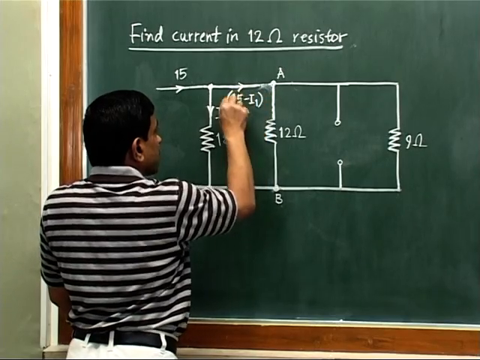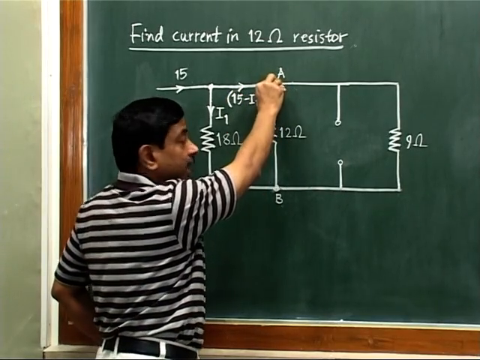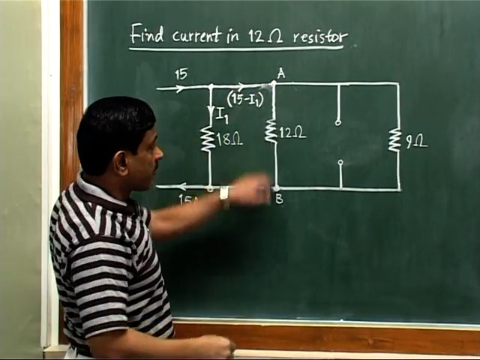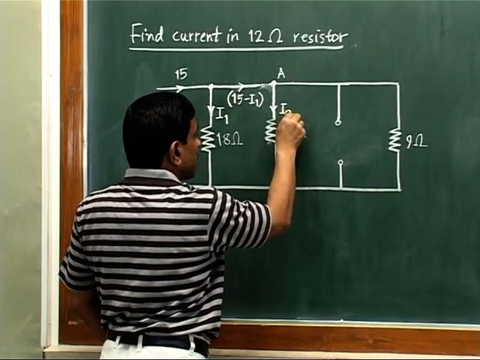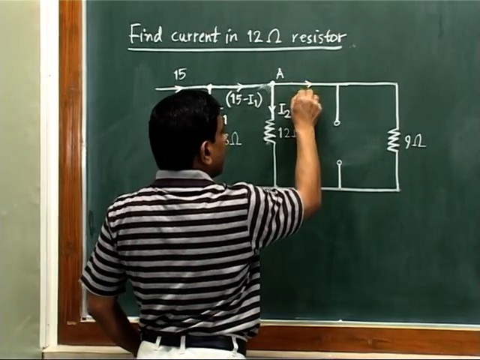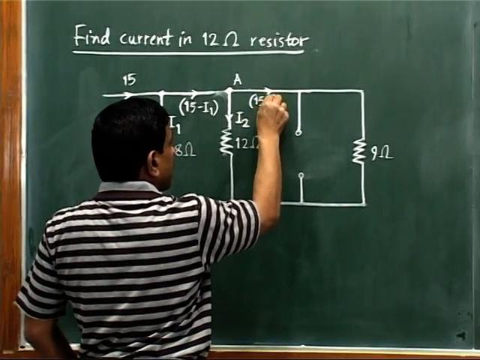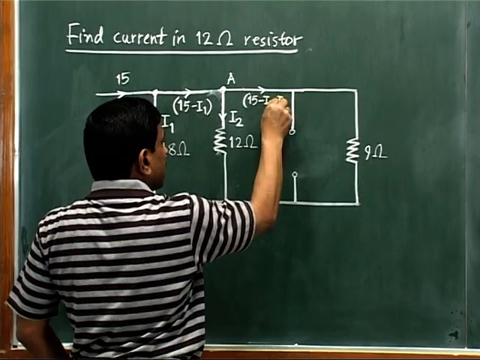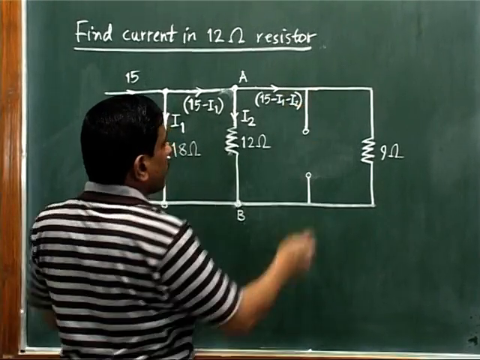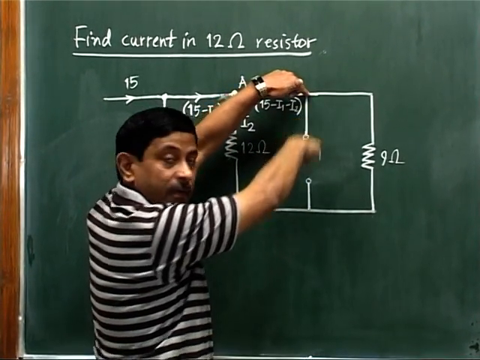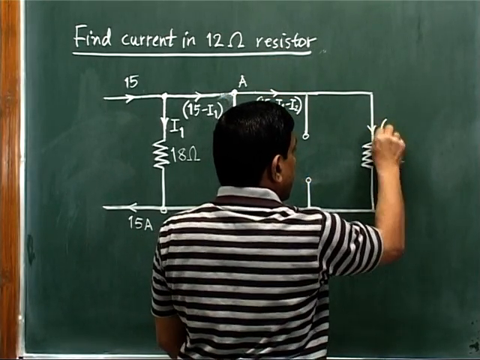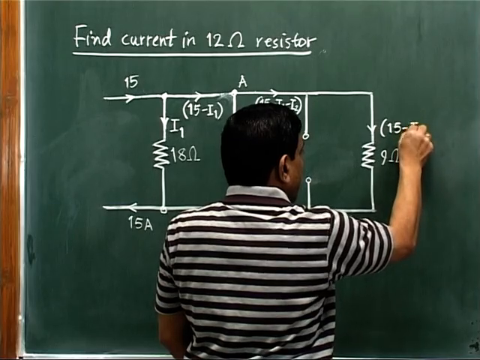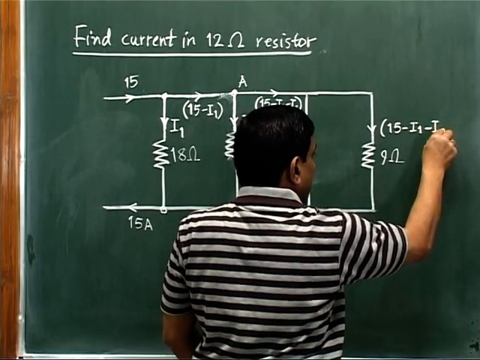Now this 15 minus I1 will reach this node, this point A. Some current will flow through this branch. So let us assume that in this 12 ohm resistor current I2 flows. So what current will go ahead here? 15 minus I1 minus I2. Now see, this current will reach here. There will be no flow of current in this branch because this is open now. So this entire current 15 minus I1 minus I2 will be flowing through this 9 ohm resistor.